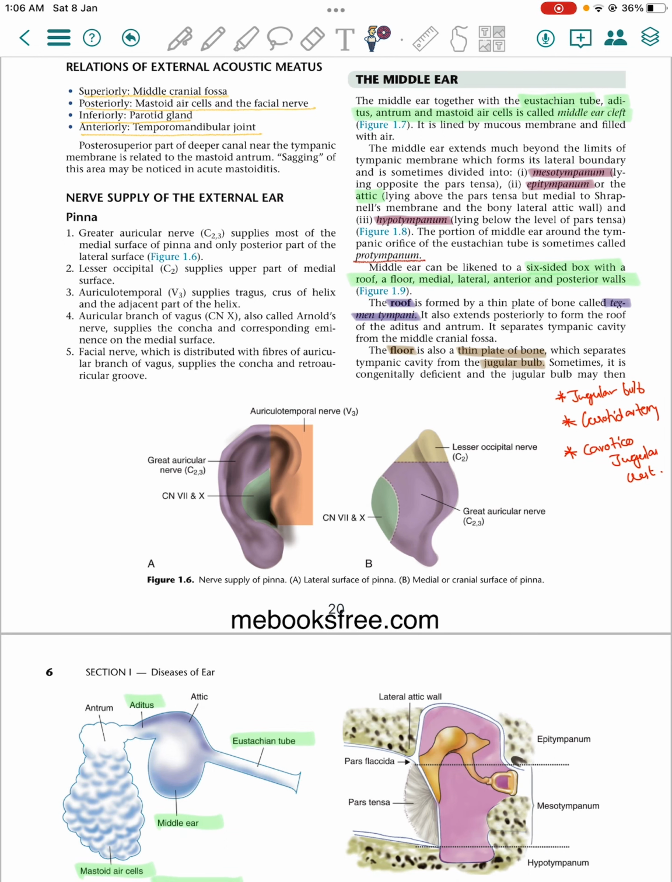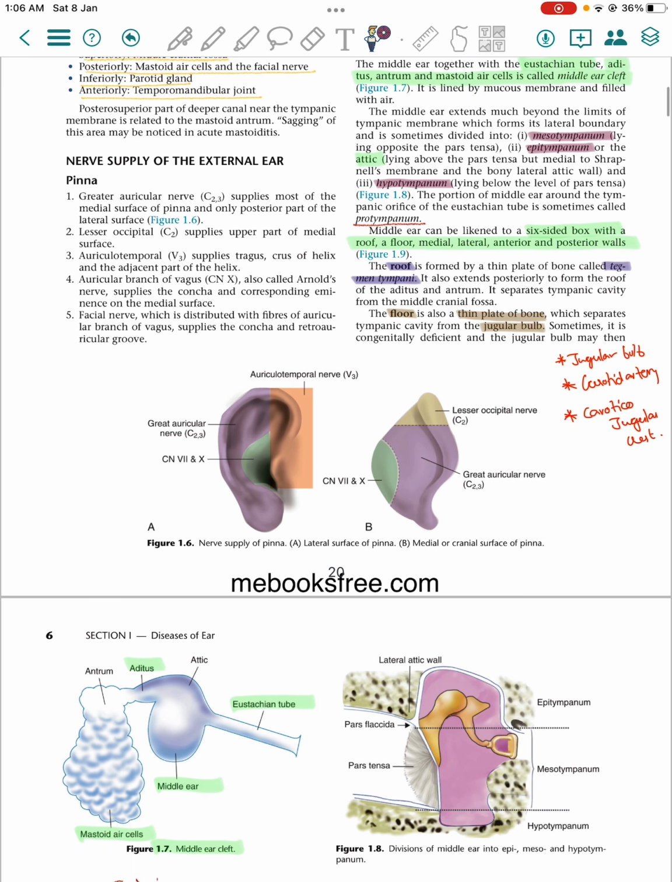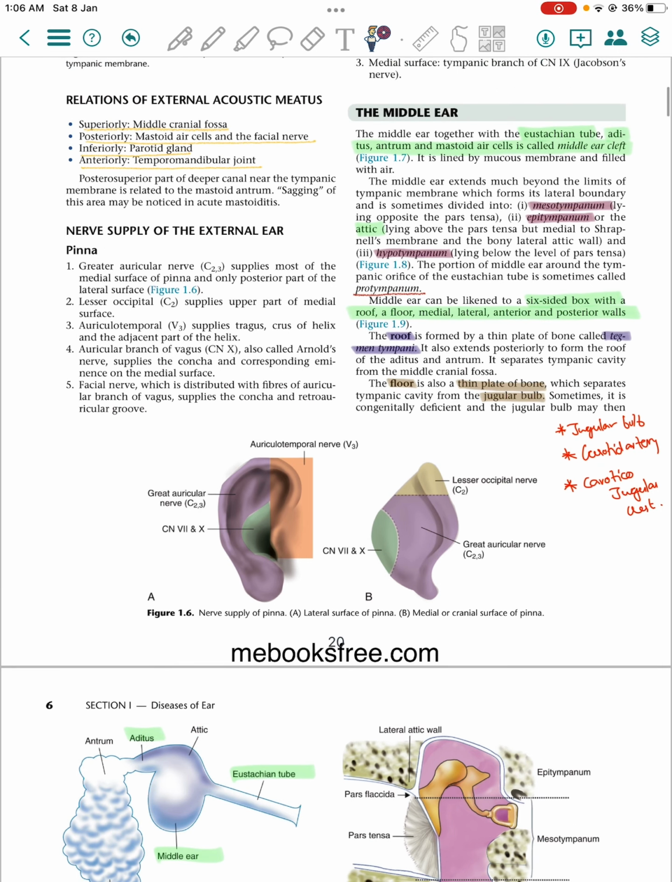The roof is made up of the tegmen tympani. Normally this middle ear cleft is covered by the tegmen. Here the roof is the tegmen tympani. Okay, guys. Then let's go into the floor.